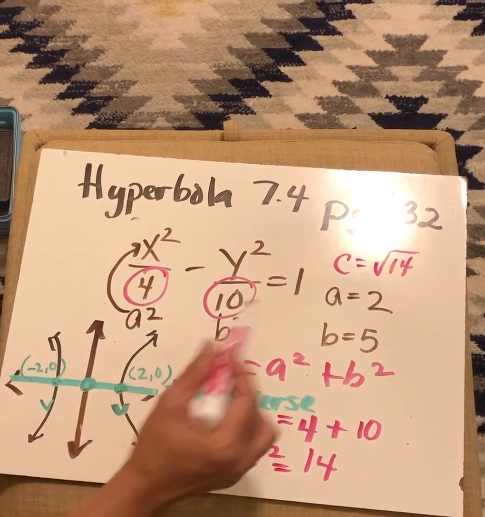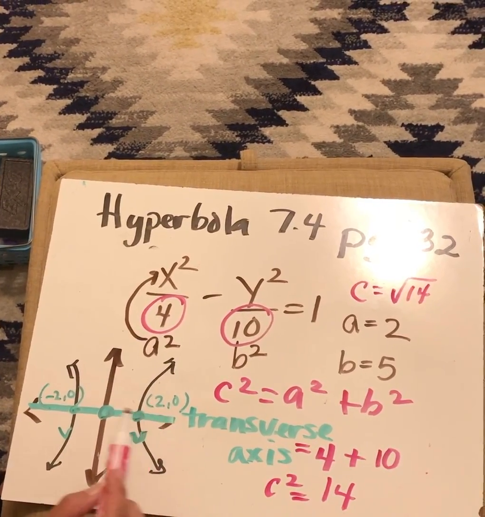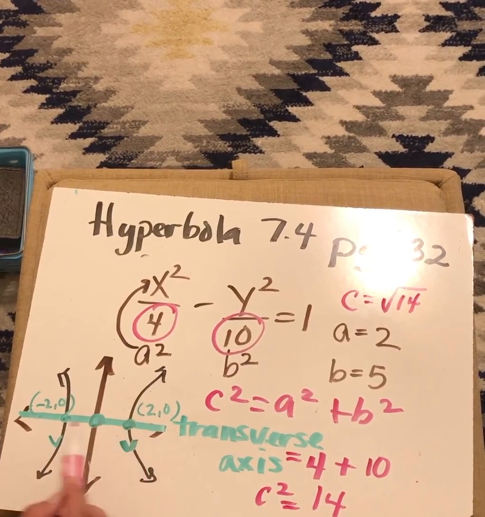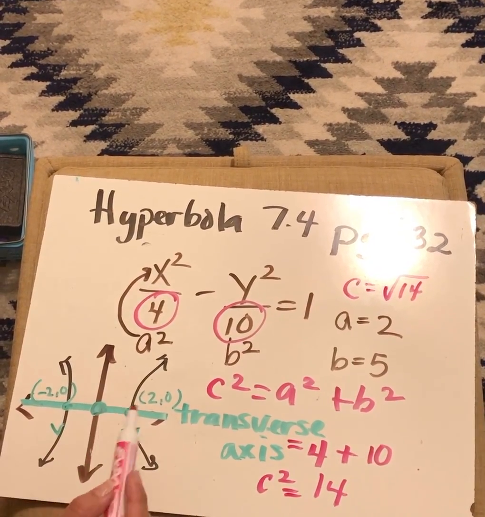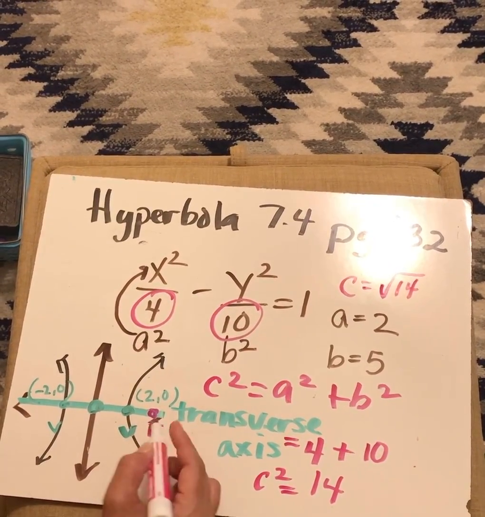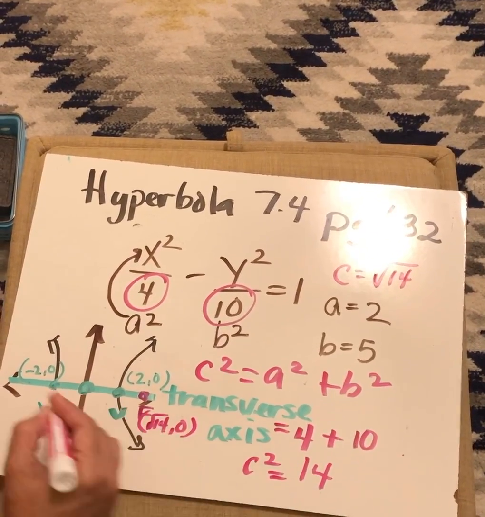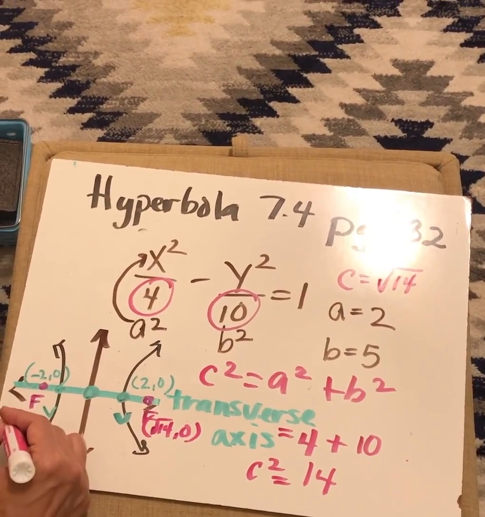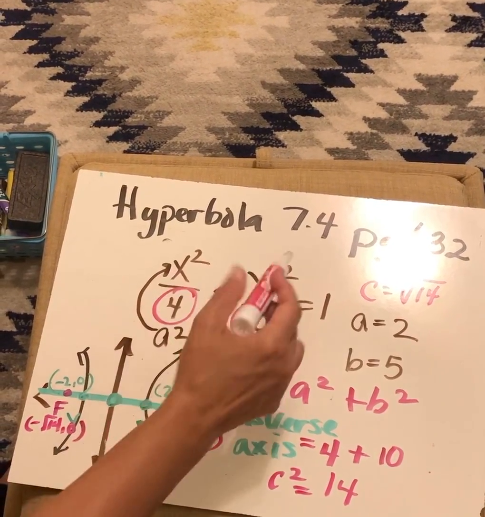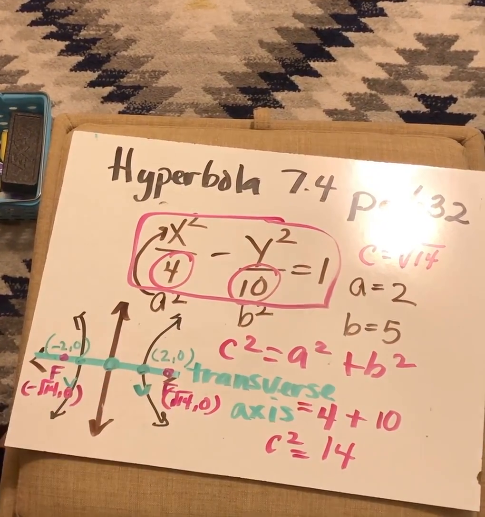So this is the distance from the center to where the focus points are located, again on this transverse axis, which happens to be the x-axis for this one. So those ordered pairs will be over here. One of the focus points would be located at the square root of 14, 0, and the other one would be located over here at negative square root of 14, 0. And this hyperbola here would have branches that open to the right and to the left.